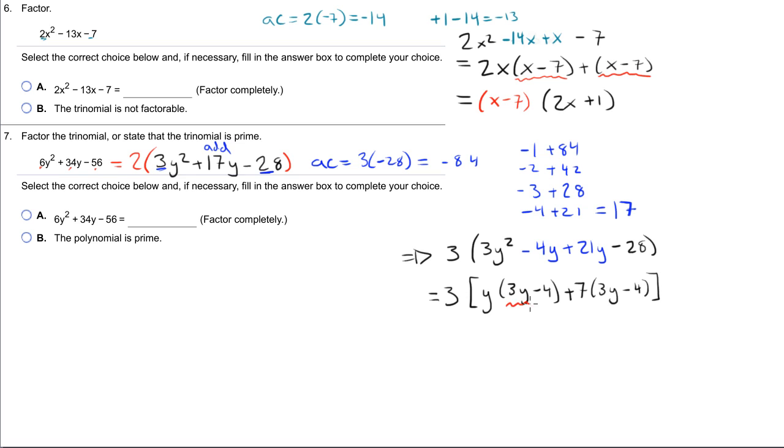So here's our little match, 3y minus 4. And I don't need these big brackets anymore. So it's 3 times 3y minus 4 times y plus 7. Wow, that was a long one. All right. Next problem.